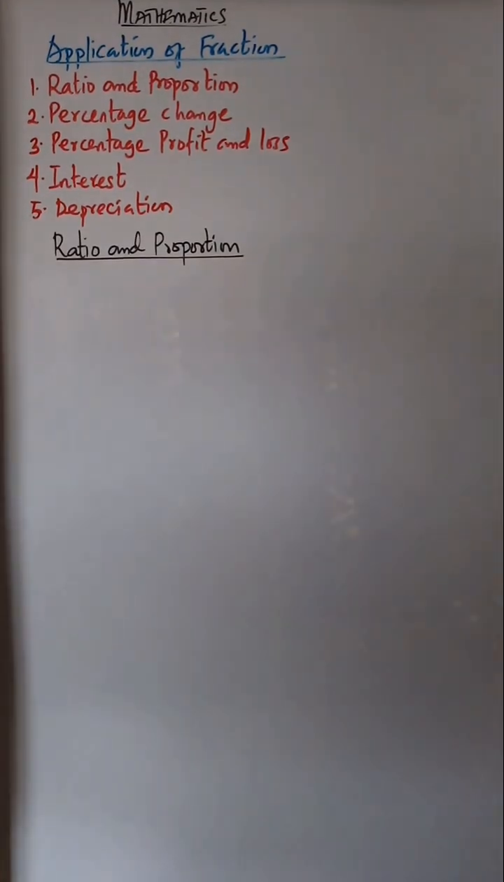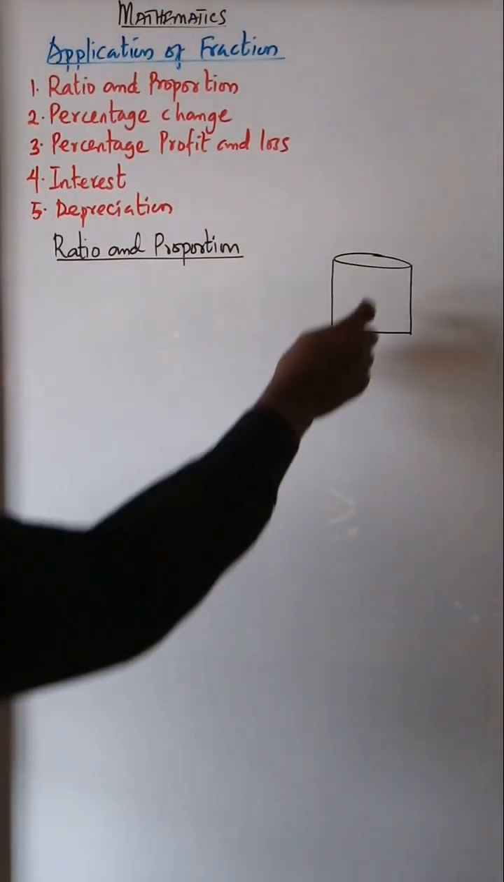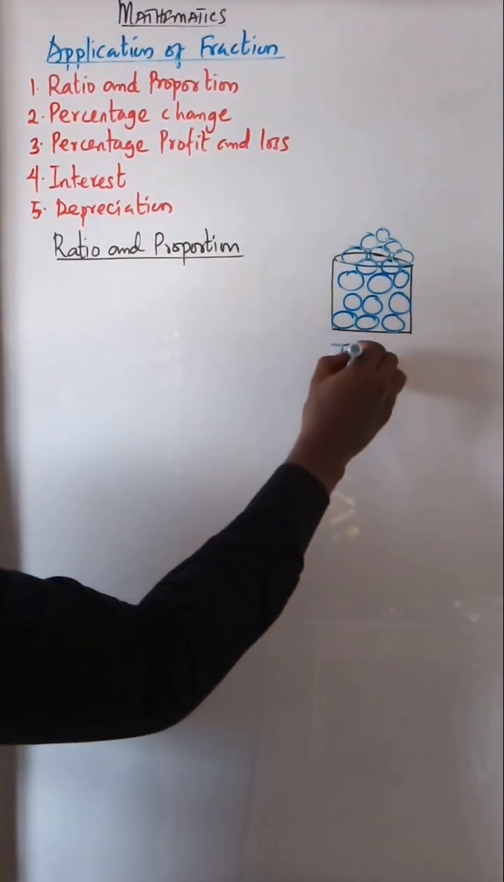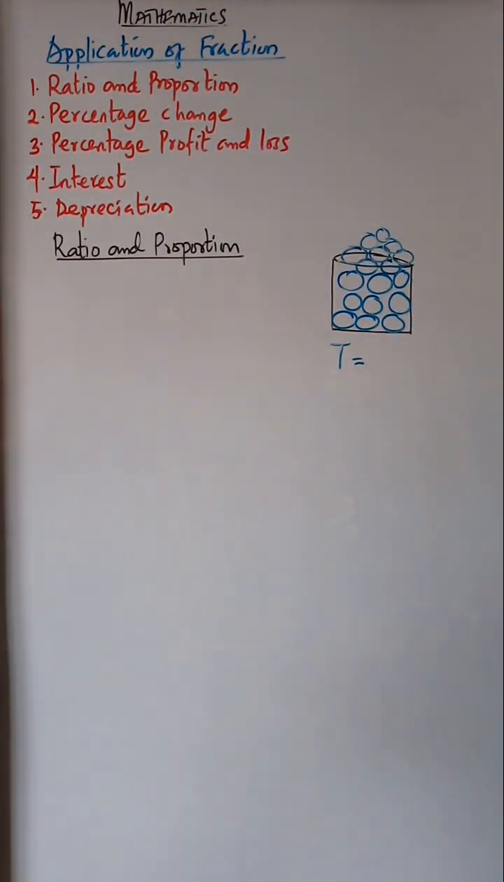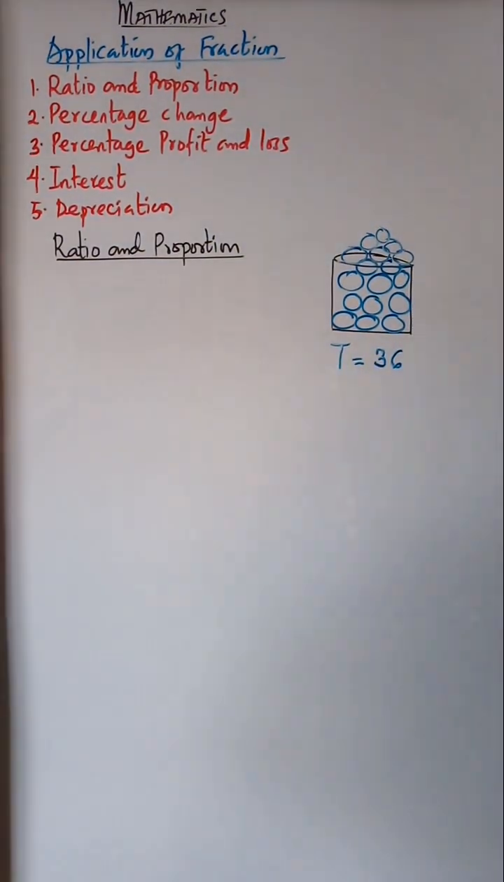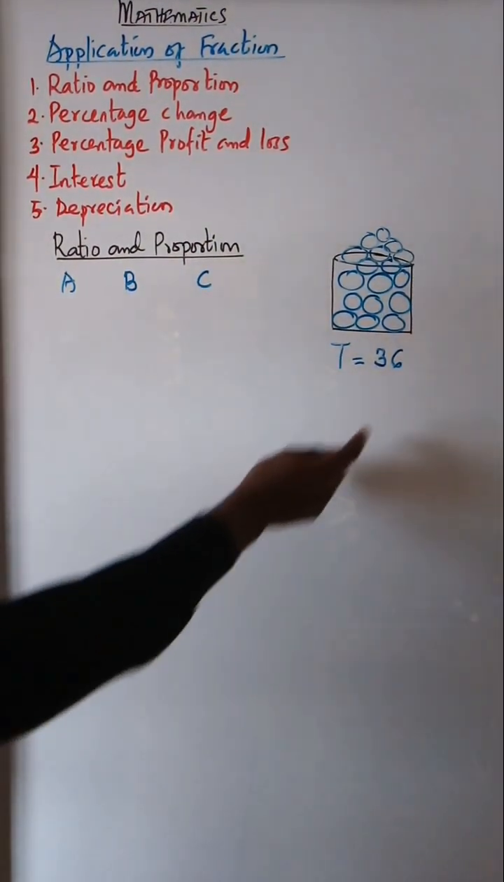We are going to start with the first one, which is ratio and proportion. Suppose inside this basket or in this container, we have a number of mangoes or oranges. Suppose the total number of oranges here is T. In this case, let's suppose we have 36 oranges. Then we have 3 persons, A, B, C, and they want to share these oranges.